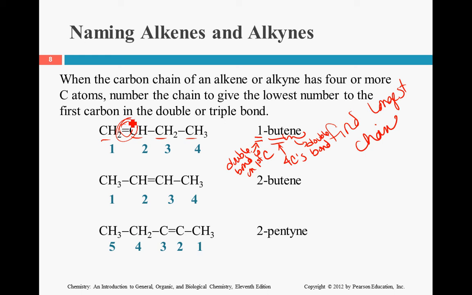So if we look at the second one, 1, 2, 3, 4 carbons, we still have the but there. E and E because there's a double bond here. And when we're looking to count, 1, 2, it's on the second carbon. If we counted from the right hand side, it still would have been the second carbon.